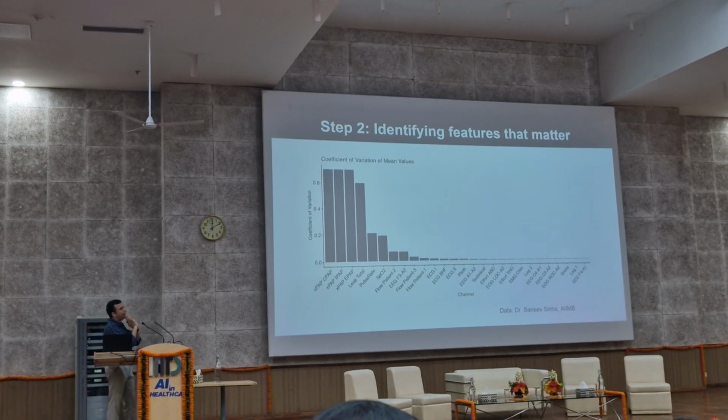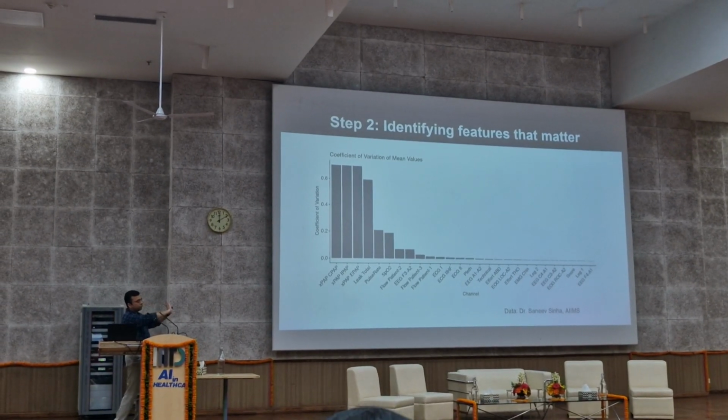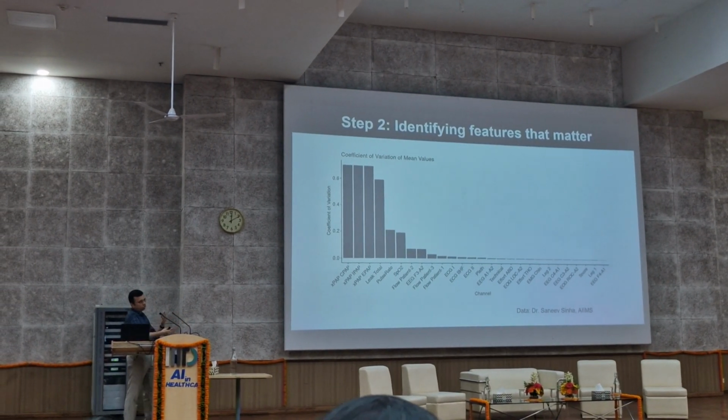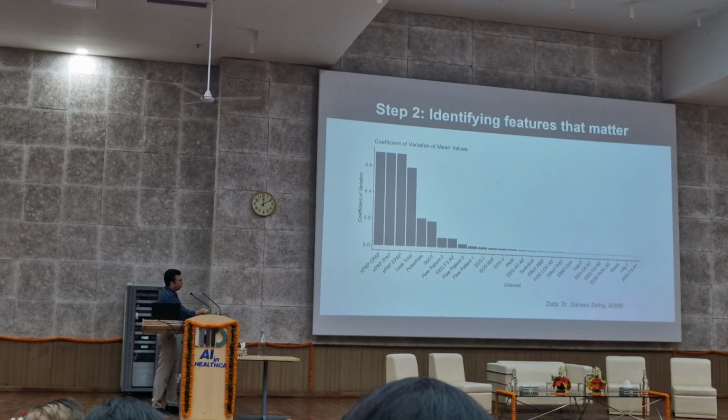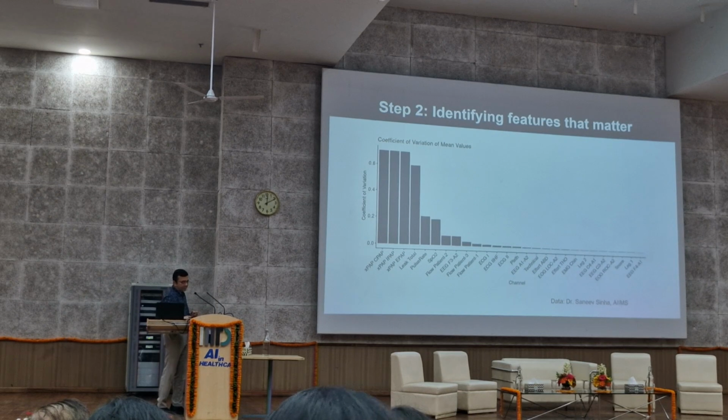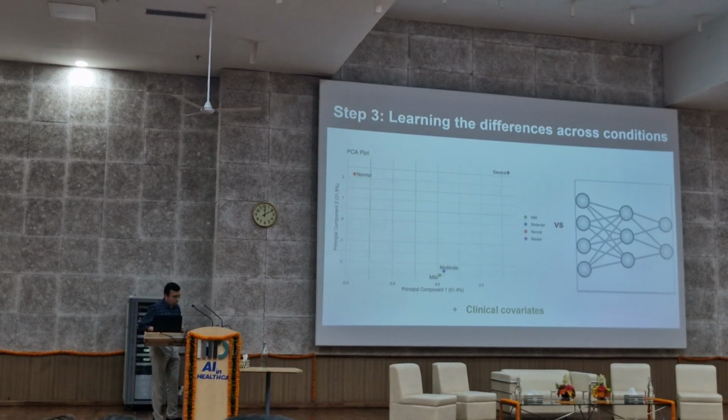So rather than letting the machine learning part figure out whichever is the important channel, we do some sort of feature engineering before it is fed to the machine, basically driven by what the data tells us. Okay, what does it look like?